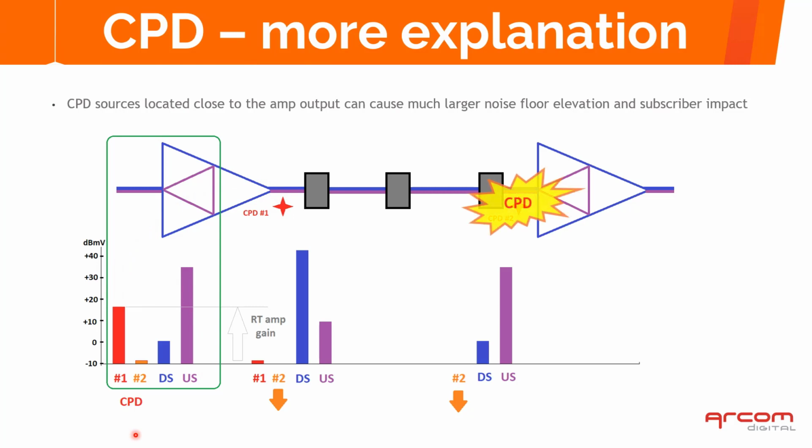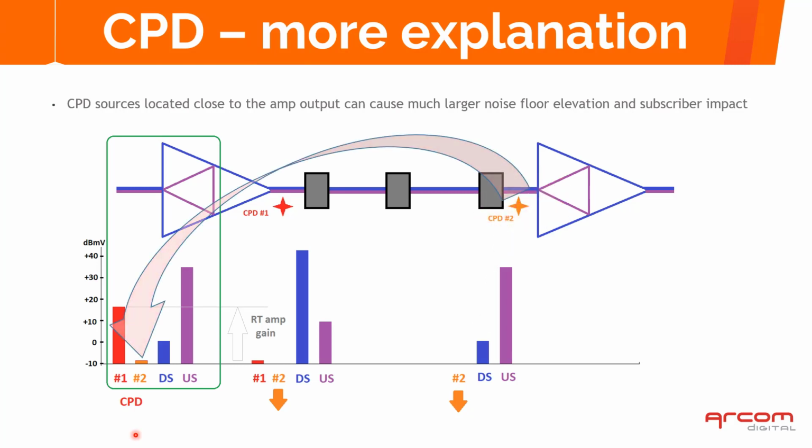When the CPD source is located away from the amplifier and the forward signal acting on that CPD source is low, the CPD signal level will also be low. It will go through the loss of the cable, which will not be that huge for low frequencies. It will be additionally amplified by the return amp, but still it will be low.